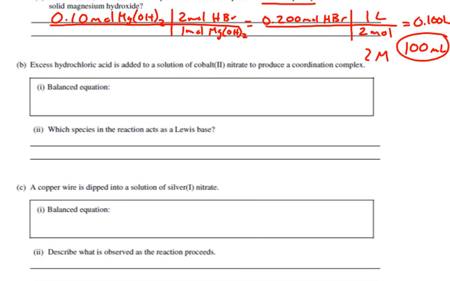All right, maybe I'll do one more with you. I went through a bunch of these to look at it. Excess hydrochloric acid is added to a solution of cobalt-2 nitrate to produce a coordination complex ion. A coordination compound or a complex ion. So, hydrochloric acid, HCl, and cobalt-2 nitrate. They are both solutions.